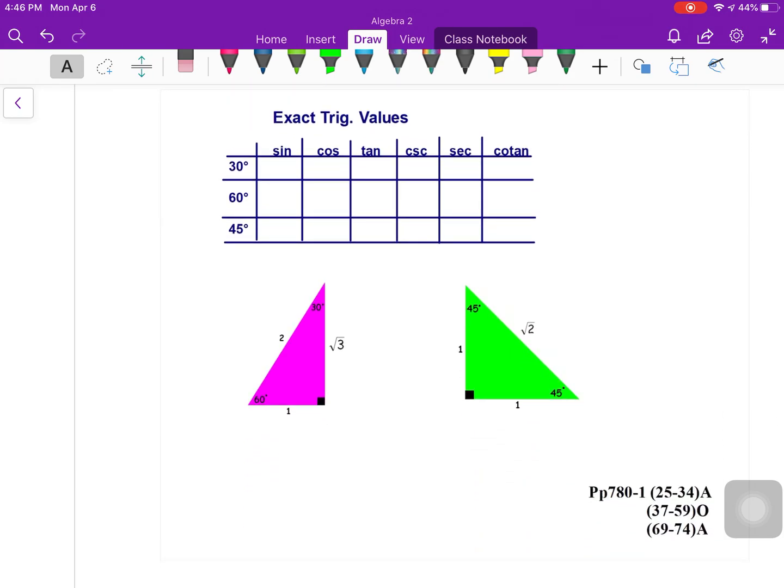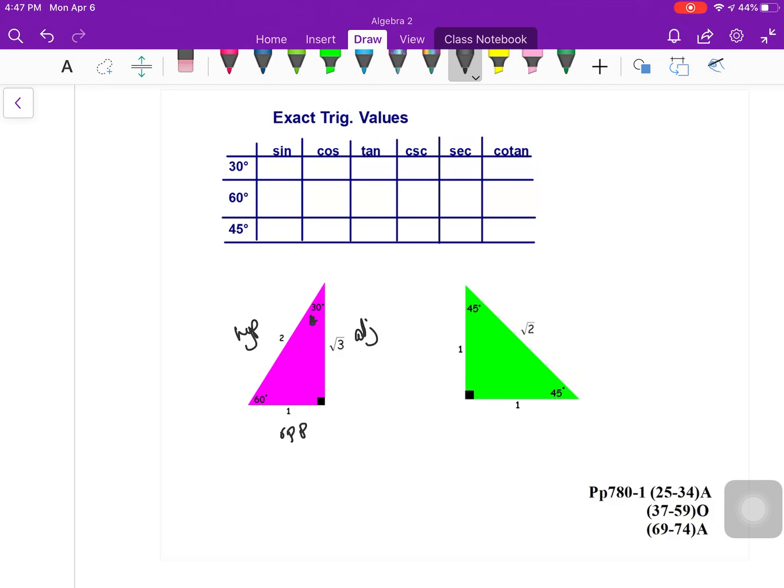So with that, we should be able to fill in all the trig functions. Because if we know our 30, 60, 90 triangle and our 45, 45, 90 triangle, we should be able to find any trig function of it. So notice I chose again sine of 30, cosine of 30, tangent of 30, then cosecant, secant, and cotangent of 30. So here's my 30 degrees. Here's my theta. This would be the opposite, this would be the adjacent, and this would be the hypotenuse.